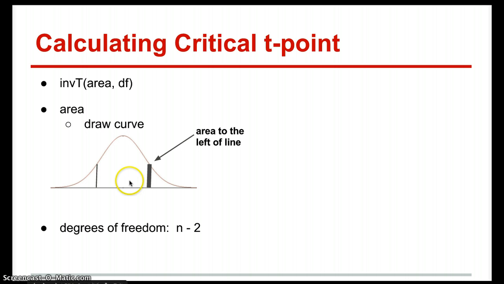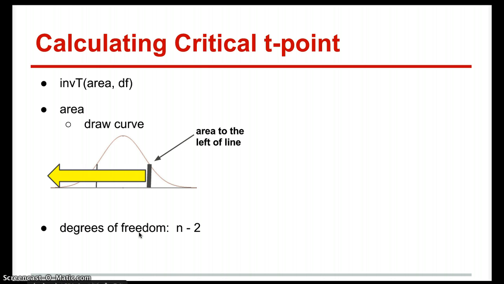So we draw our curve, and whatever percent we want. If we wanted a 90%, then this would be 90% in between here. And then what we have to do is it has to be the area to the left of the line. So if this is a 90%, then this is a 5% over here, 5% over here, and so it's actually going to be a 0.95 area.